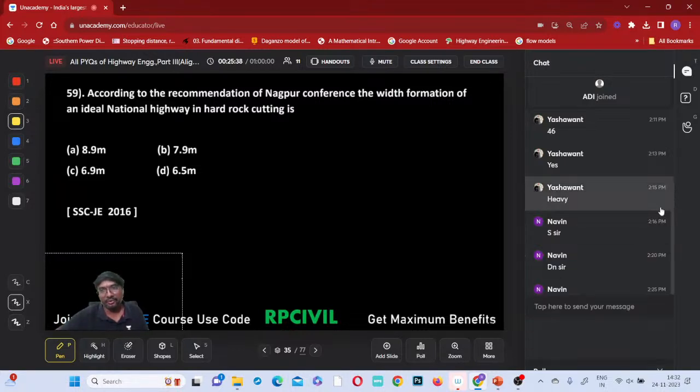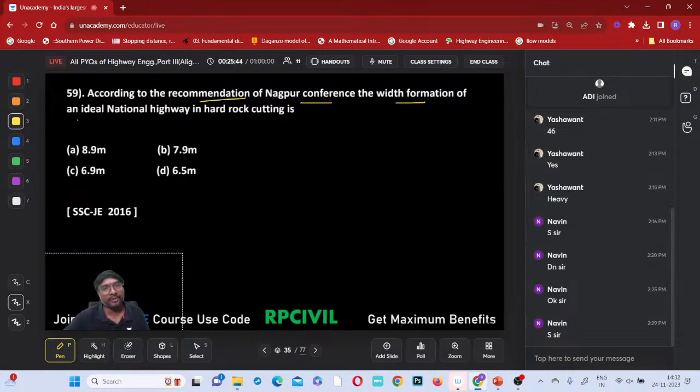Actually, this question is given based on the old specifications. According to the recommendations of the Nagpur conference, what is the width of formation of an ideal national highway in a hard rock cutting? If you just observe, these are the old specification values. This is your old specification question.